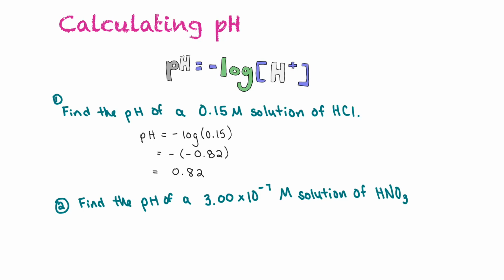In our second example, we're trying to find the pH of a 3.00 times 10 to the power of negative 7 moles per liter solution of nitric acid or HNO3. So pH again is equal to negative log of 3 times 10 to the power of negative 7. And that is equal to 6.52. So that's the pH for the second one.